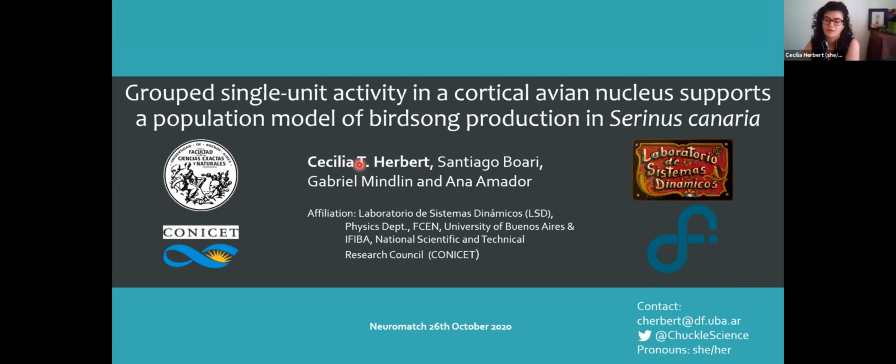Yeah, so I'm going to continue to tell you about the work that Javier just described. Given that behavior in canaries is better suited to test the gesture transition hypothesis, I set out to test the predictions of a neural model also developed in our lab using electrophysiology. And this is work I did with Santiago Boari and Gabriel Mindlin and Amador.